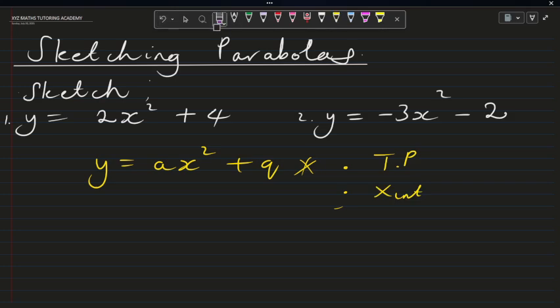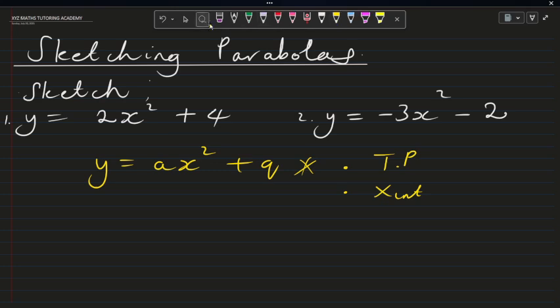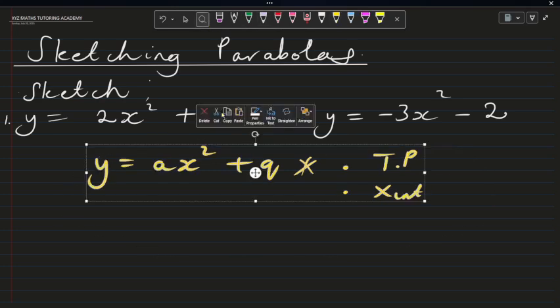If we know the coordinates of the turning point and the coordinates of the x-intercept, then we can simply sketch the graph, because we will consider the sign of a, and we can use that to figure out the shape of our graph. Okay, so let's begin.